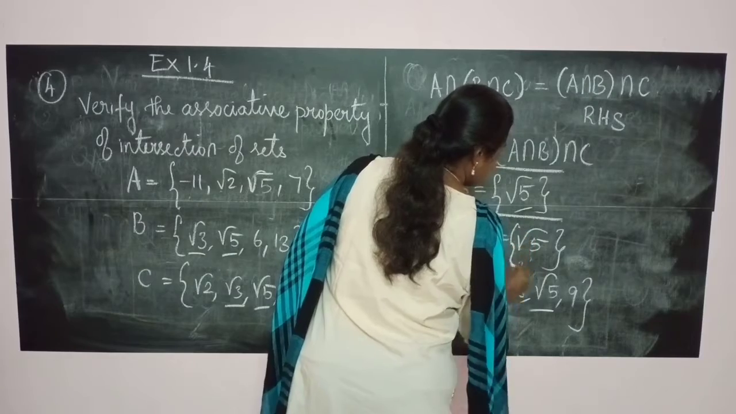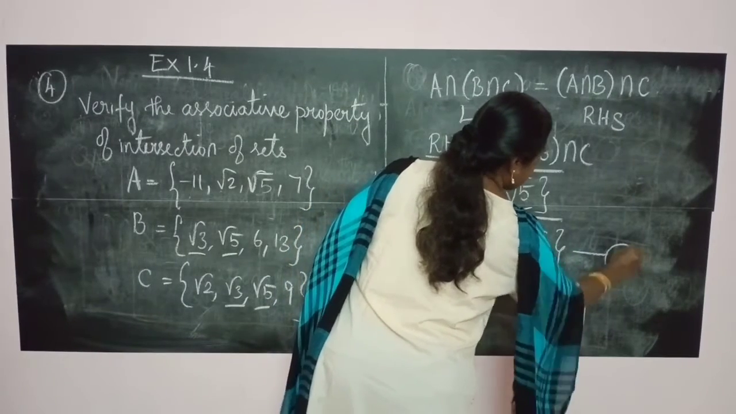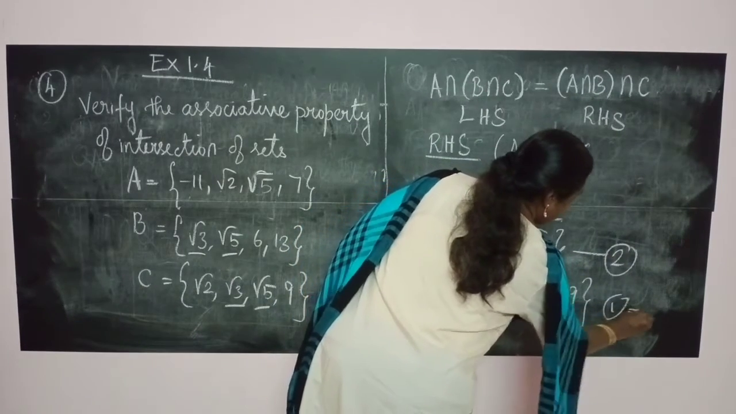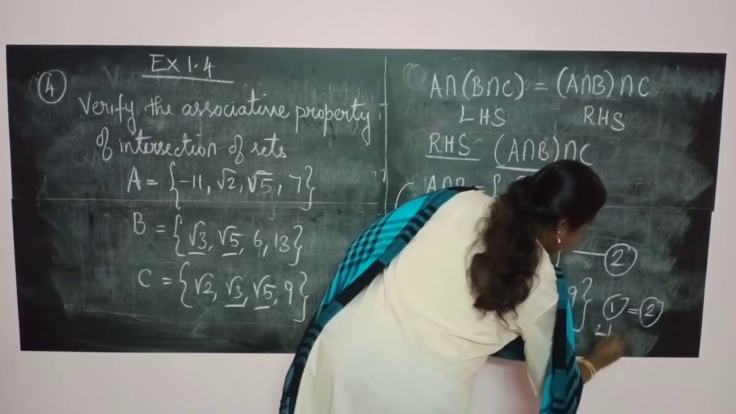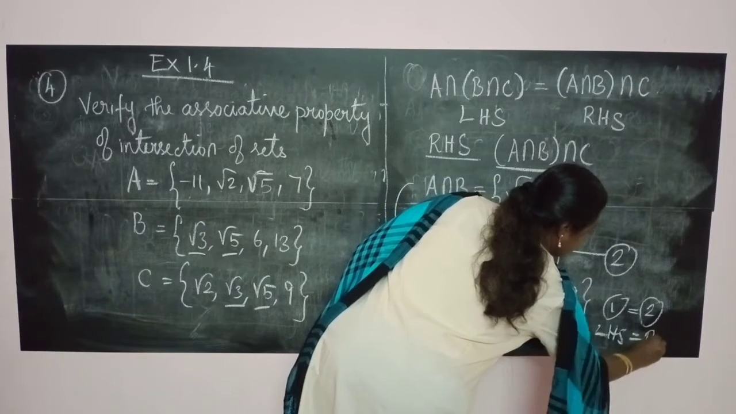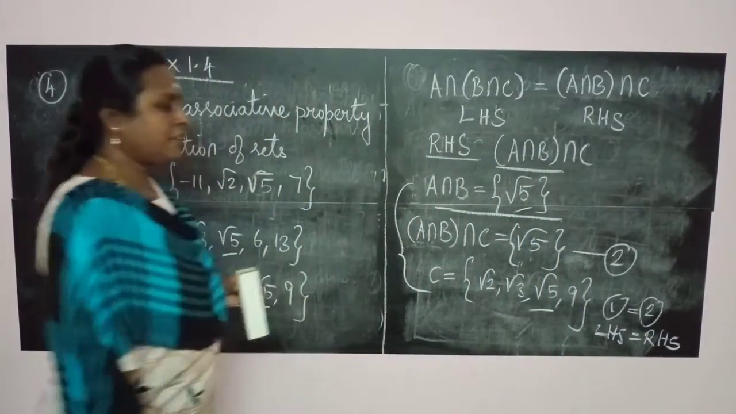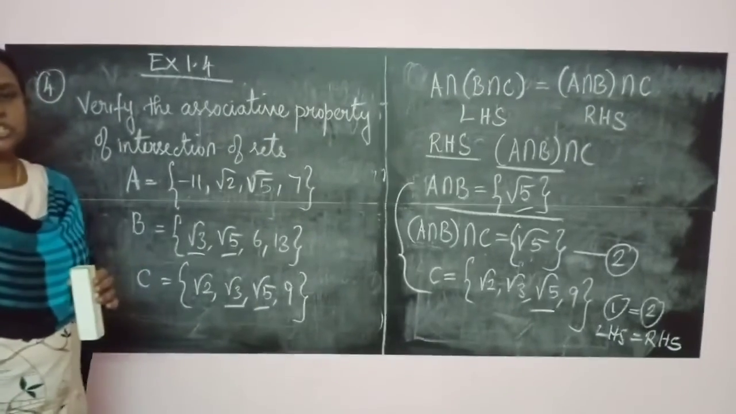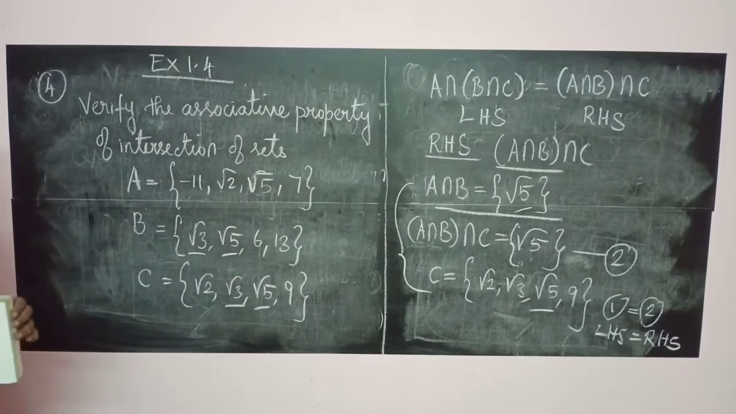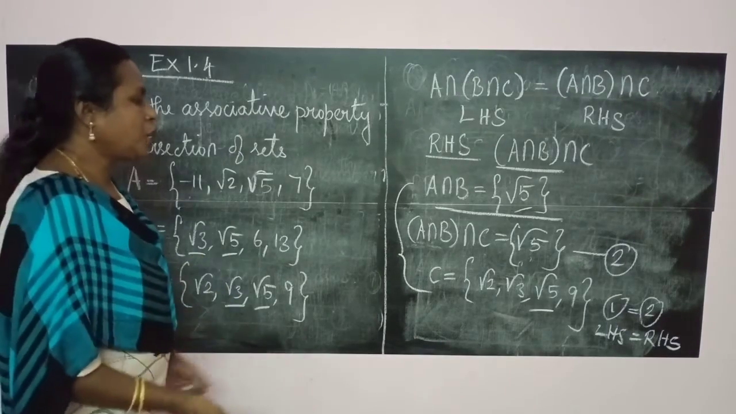So this is the answer we got in 1 also. So 1 is equal to 2. LHS is equal to RHS. Okay, hence it is verified for intersection. Associative property is verified for intersection. Let us go for the union.